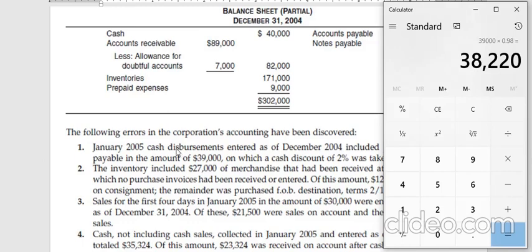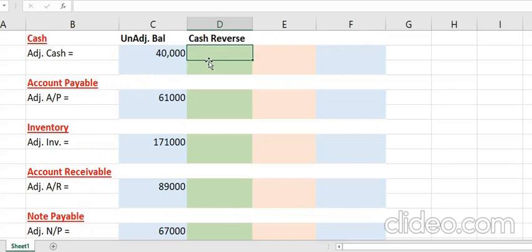So if I want to rectify my mistake, this minus payment, meaning minus of cash, will be reversed to plus of cash. So what I will do, I will add this 38,220 back into the unadjusted balance. I will add this 38,220 to 40,000, okay, and we call this, let's say, cash reverse here. So I hope you got this point.